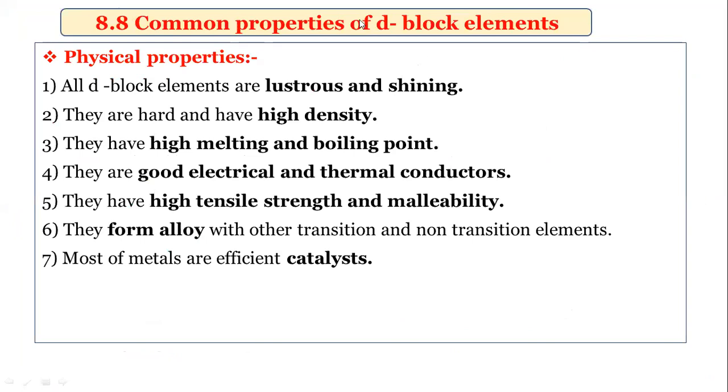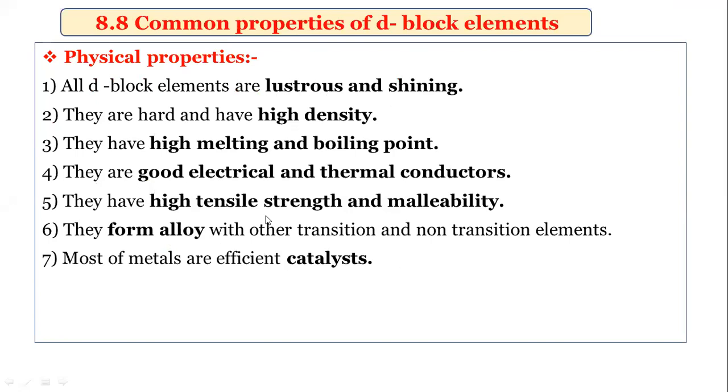Common properties of D block elements. All the D block elements show the properties of metals. Metals have luster, shining. Metals are hard. They have high density, and high melting and boiling points. They are good conductors of heat and electricity. They have high tensile strength, malleability, ductility. They can form alloys. They can be used as catalysts.